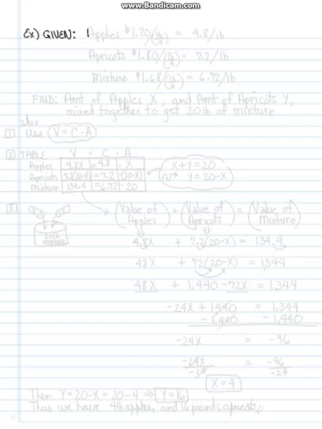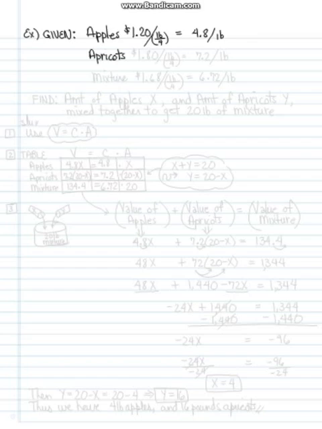Example: given apples selling for $1.20 per quarter pound, let's simplify that to price per pound by multiplying by 4 over pounds, which gives us $4.80 per pound.